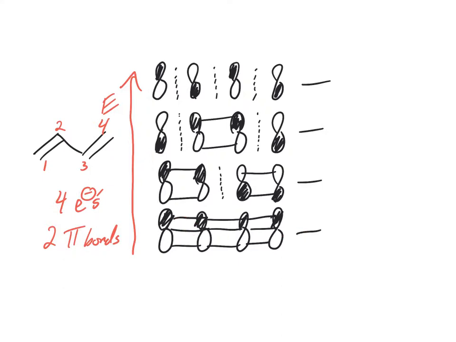So we have 4 electrons. I put my first 2 in the lowest energy orbital. I put my next 2 in the next lowest energy orbital. Now, why is this a little higher in energy? Well, let's look at it.